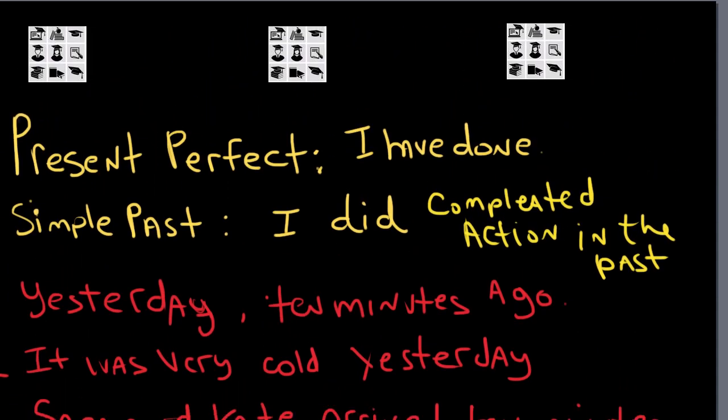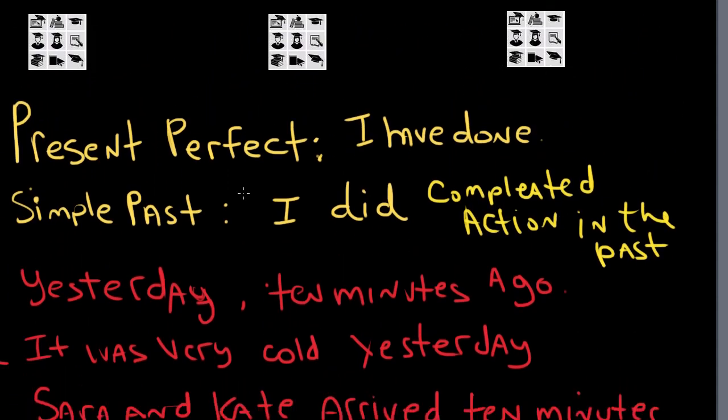I hope this video has helped you to learn about the present perfect and the past simple. So next time you talk about the weather, you can say, wow, it was so cold yesterday. And then you can say, it was snowing all day yesterday. And I loved the weather. It was beautiful.